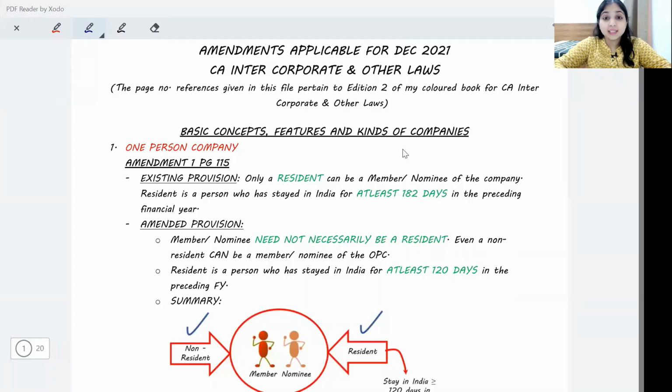Hello guys, in this video we are going to be discussing amendments applicable for December 2021 CA Inter, Corporate and other laws. The amendments which we are going to be discussing in company law are very important and very interesting as well. In other laws we do not have any amendments, but there are a lot of amendments under the Companies Act, and we'll be going through them chapter by chapter, one by one.